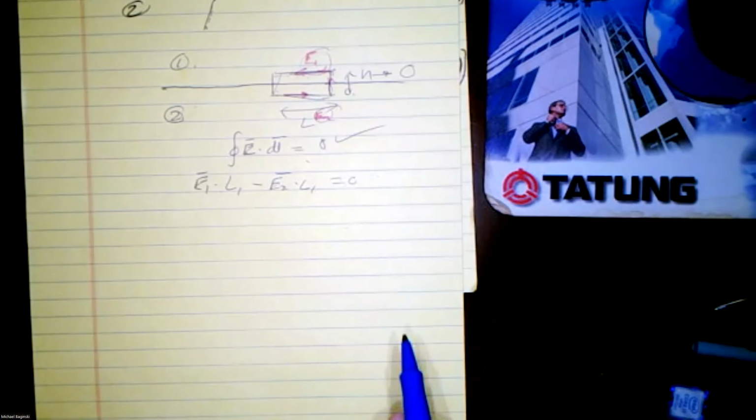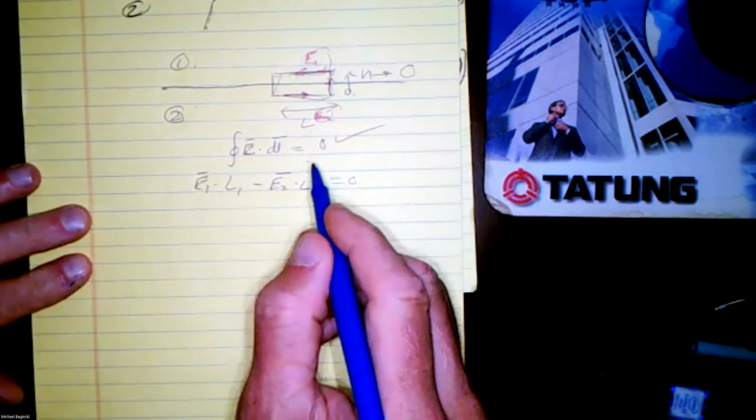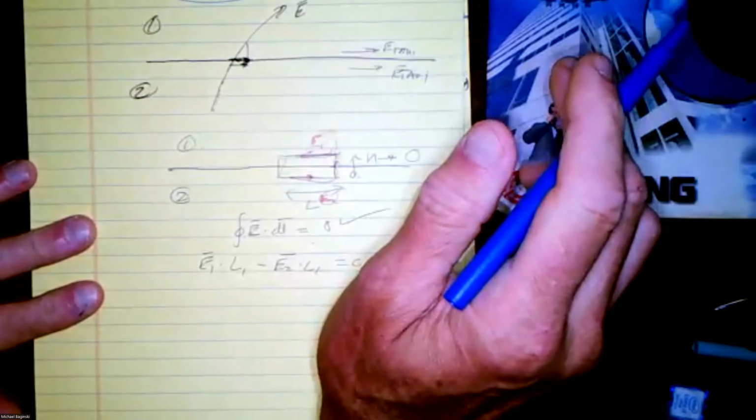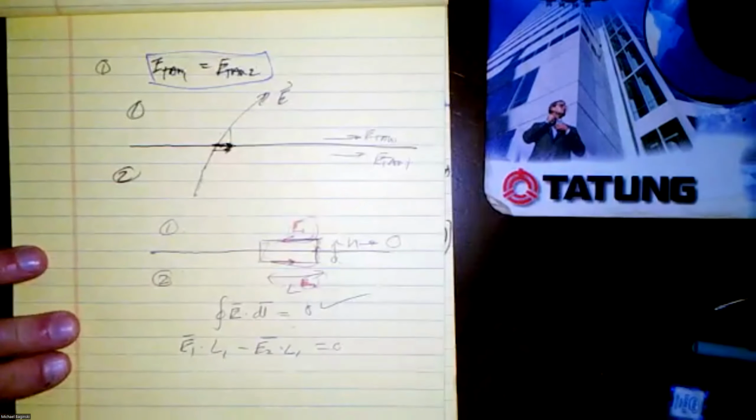Usually they do, but that's a very important boundary condition. This is one of them. The tangent electric field in the first region is equal to the tangent electric field in the second. That's a real important condition.